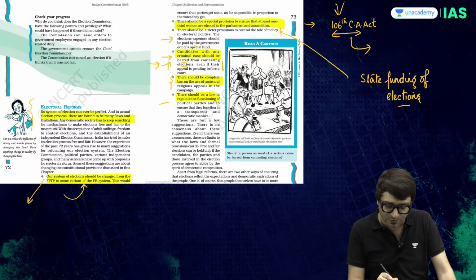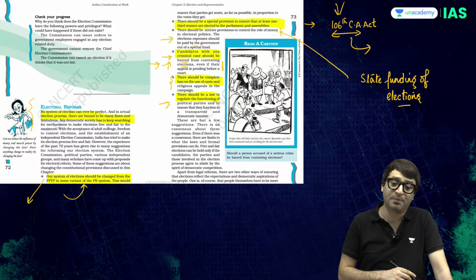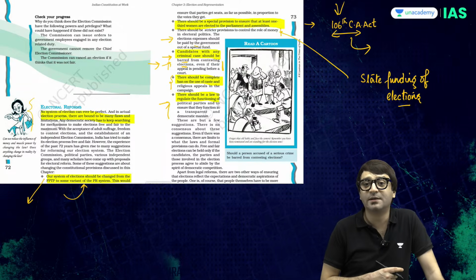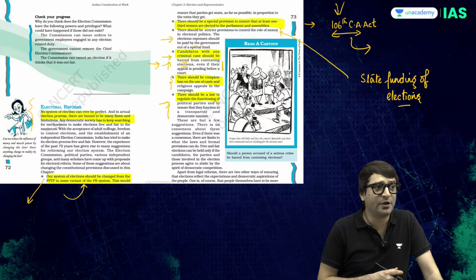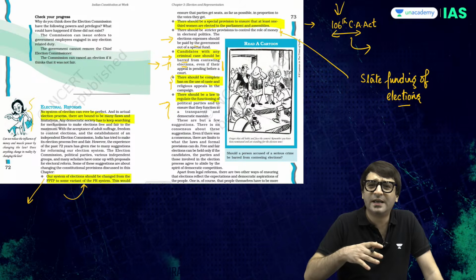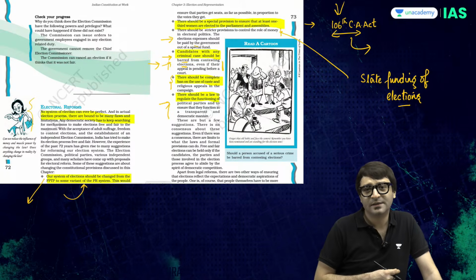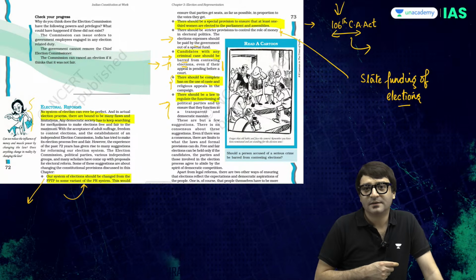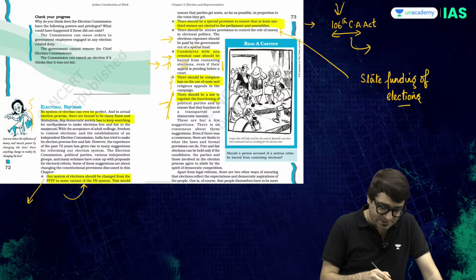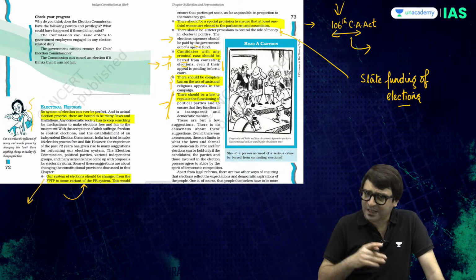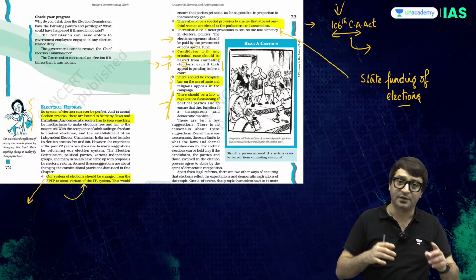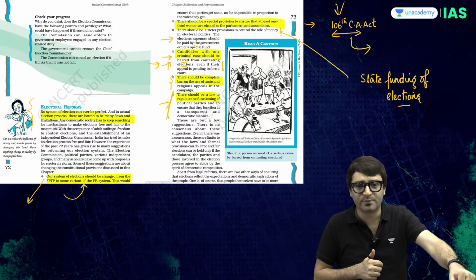There should be a law to regulate the functioning of political parties to ensure that they function in a transparent and democratic manner. Regulate political parties in the sense, how do they elect their presidents? Is it only from the family? Is it only two people deciding? That should be determined by a law so that every political party will function in a democratic manner. And why this is important, listen to me carefully.